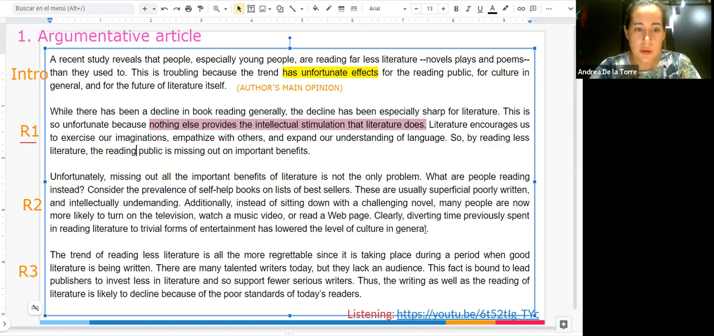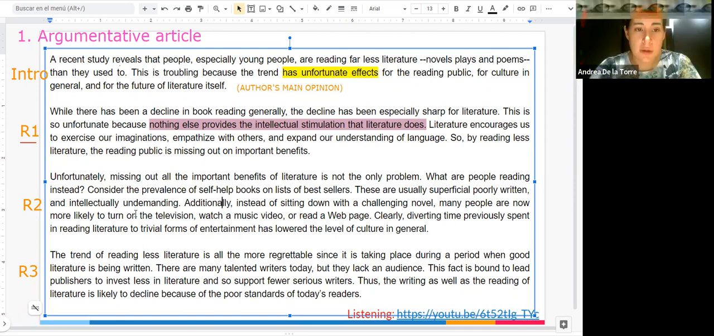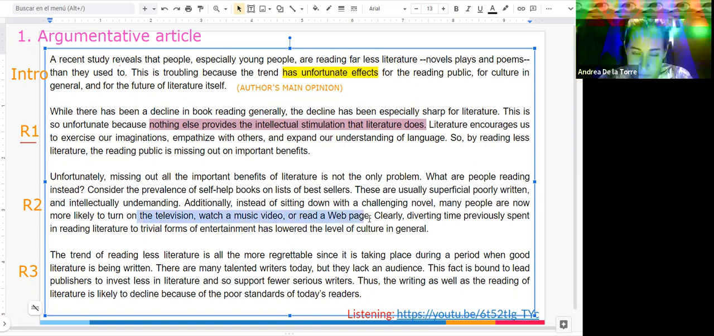Come on, guys, what would you say? What is this all about? Instead of sitting down with a challenging novel, many people are now more likely to turn on the television. Okay, that's right. And why is that bad?